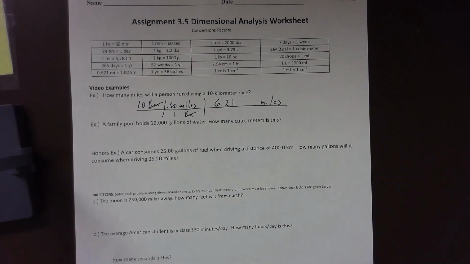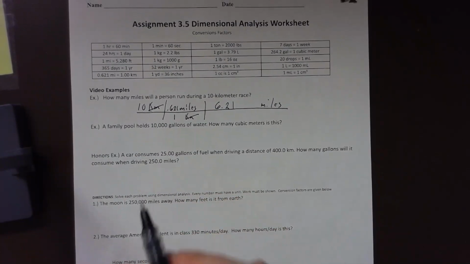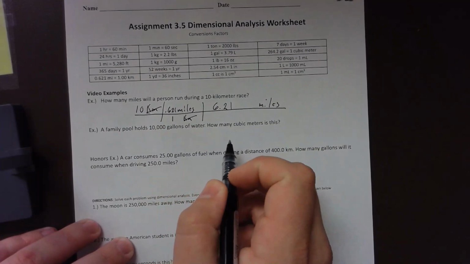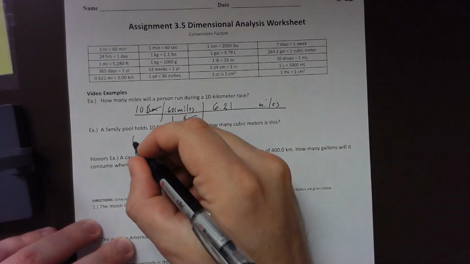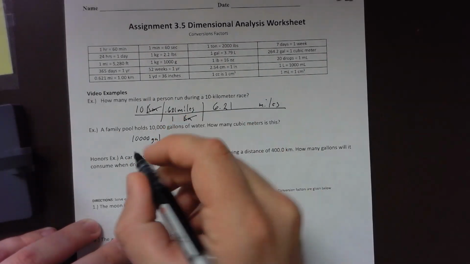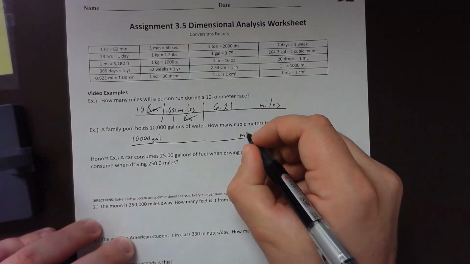Now what I want to do is go over a few of these. So let's go over our second example. There are 10,000 gallons of water. How many cubic meters is this? So I take my 10,000 gallons and I'm trying to get to cubic meters.